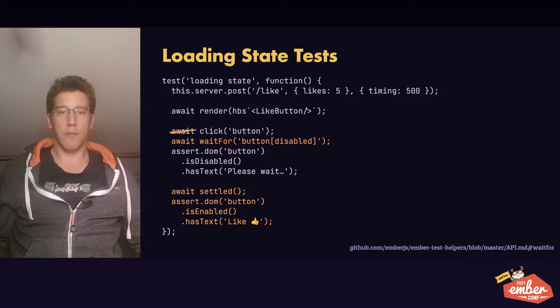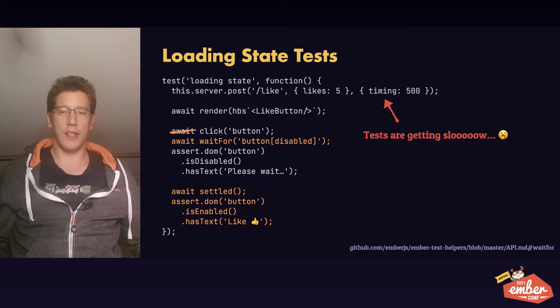We can solve this by removing the await from our click call and not waiting for it to finish. Instead, we use the waitFor helper and wait for the button to be disabled. At this point, we can run all of our loading state assertions. Finally, we wait for the app to settle, which means network requests and rendering are finished. And then we can check that the loading state is gone again.